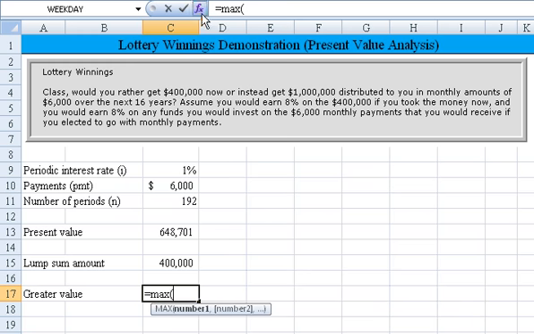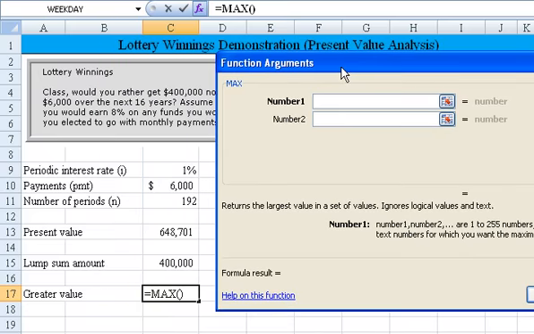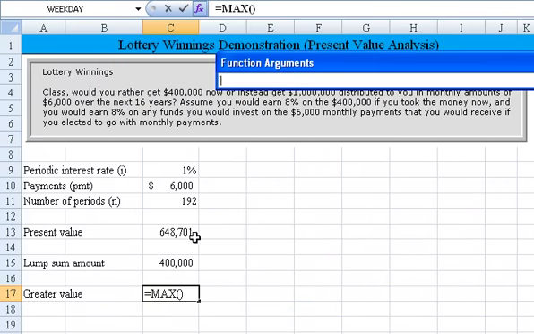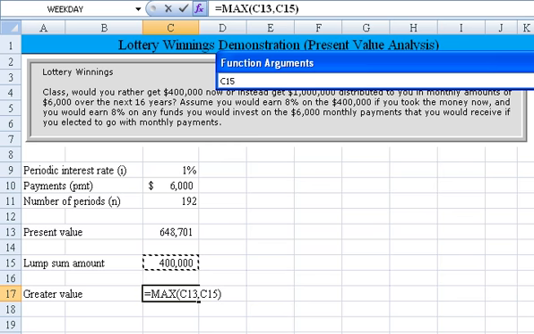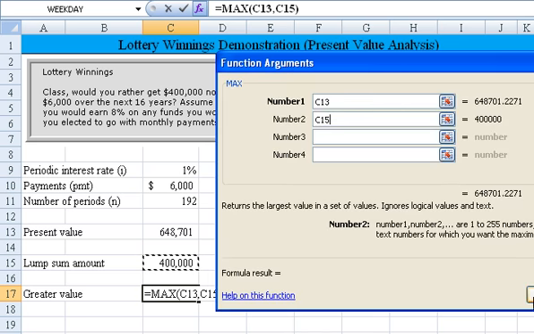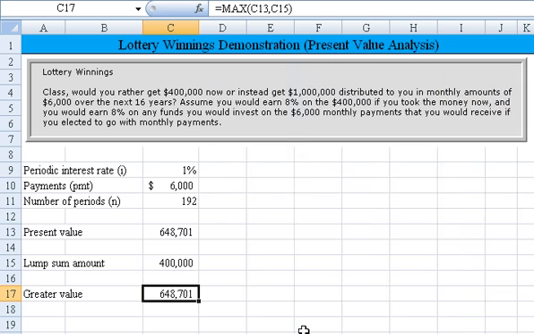And just to show one other function, I'll use the max function of Excel. I'll hit the F2 again. The max function says give us the various parameters to consider, and every time you add one, it will give you another one, but we only have two. Now, you really don't need to do this. You could do this in your head, right? But it tells you that the present value of the 648 is the better option.